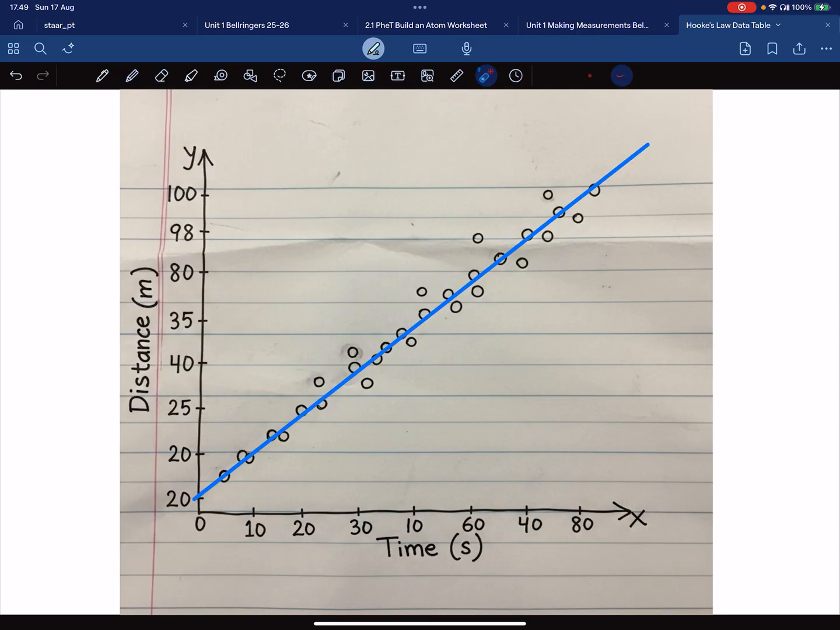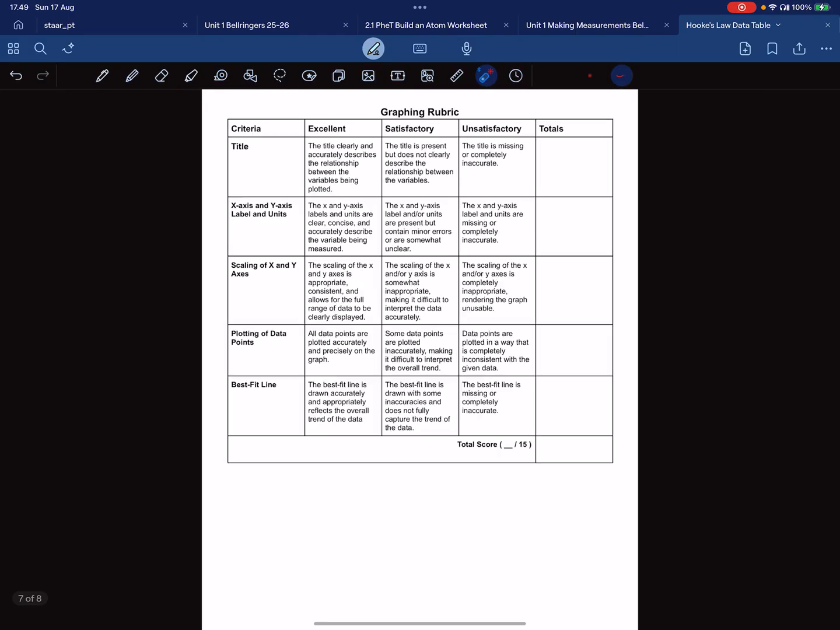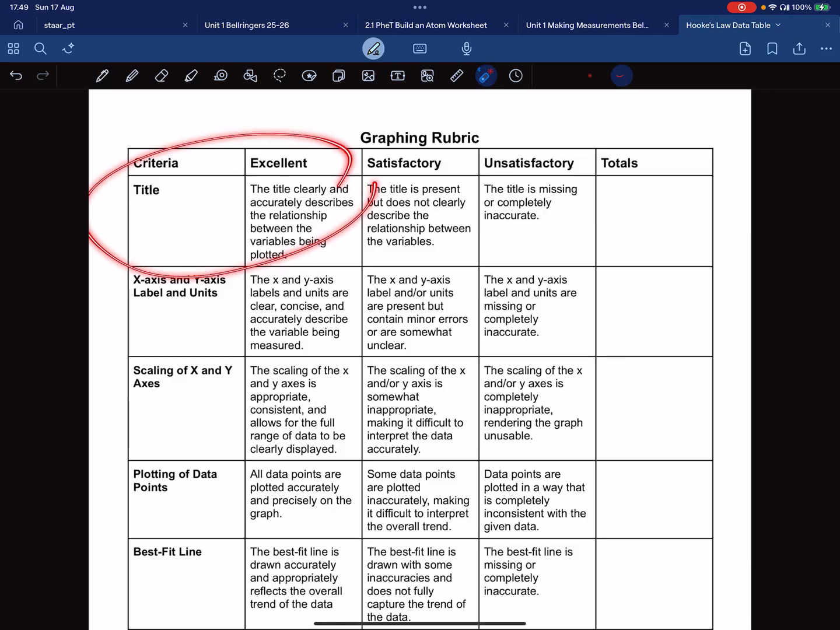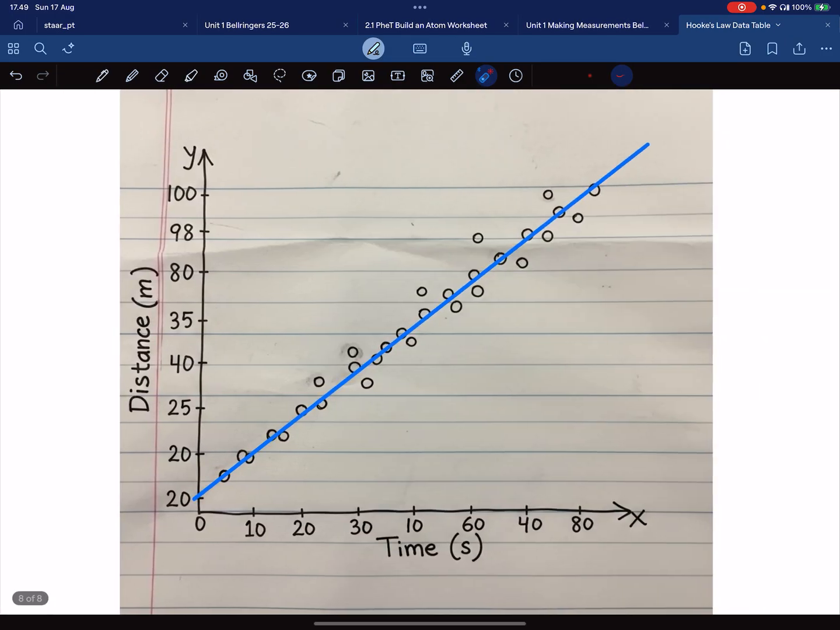All right, so last thing you do before you turn in your graph is you check the graphing rubric. Does it have a title? Well, no, this one doesn't have a title. Well, what is this graph? This graph is distance and time.